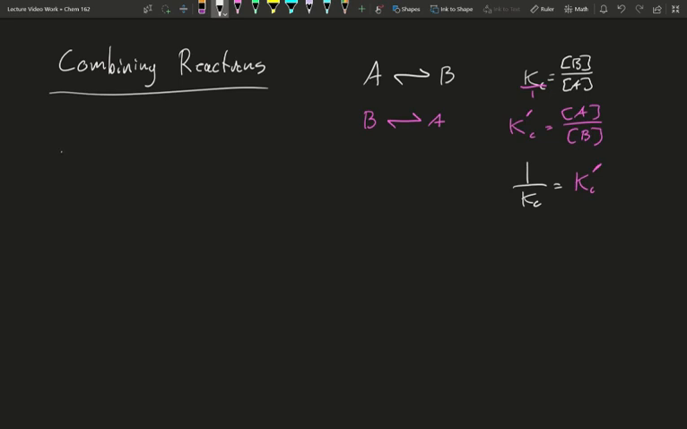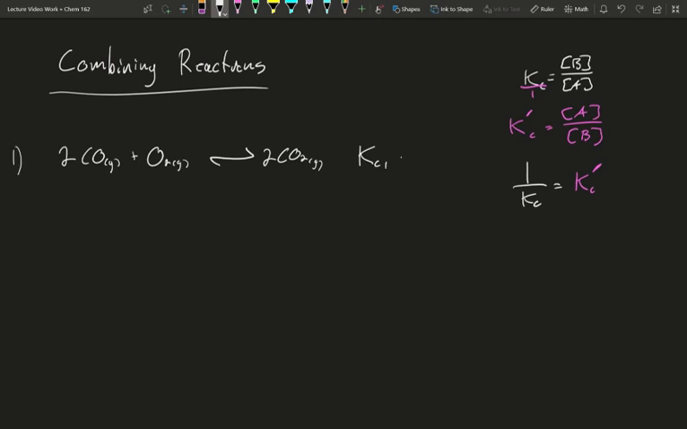Let's say I have a reaction of 2CO gas plus O2 gas in equilibrium with 2CO2 gas. In this case, this has a K for reaction 1 equal to 3.3 times 10 to the 91. This is extremely favorable. Carbon monoxide reacts with dioxygen and makes carbon dioxide quite readily.